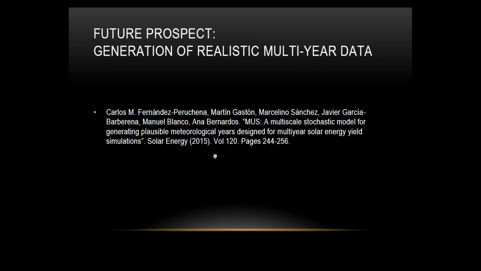And a paper was published about this last year in Solar Energy. Very interesting paper, and we believe this is something that's a very good future prospect for meteorological data. I think also artificial data has been looked into by the company Metronom before.